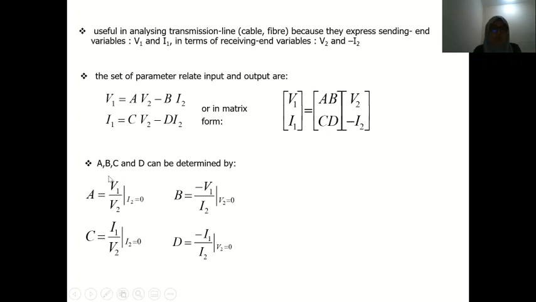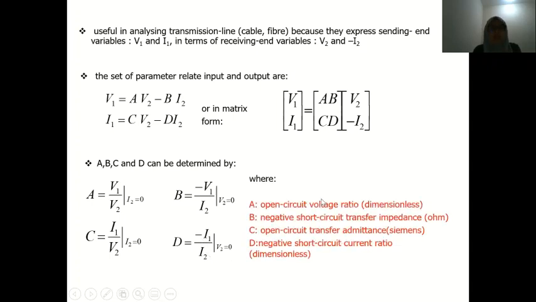The A, B, C, and D parameters can also be determined as follows. A is equal to V1 divided by V2, assuming I2 is equal to 0. You can also get C when I2 is equal to 0, which is I1 divided by V2. When V2 is equal to 0, you get B equal to -V1 divided by I2, and D is equal to -I1 divided by I2. This is the definition of A, B, C, and D.